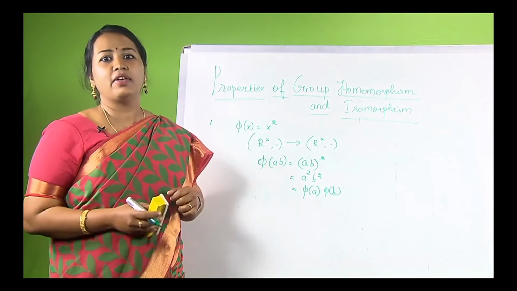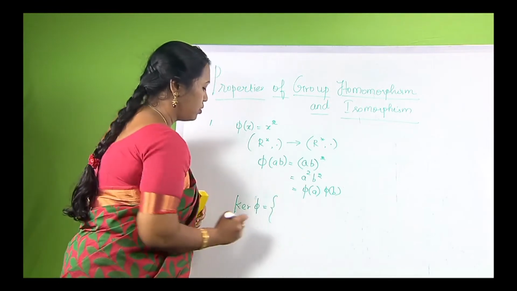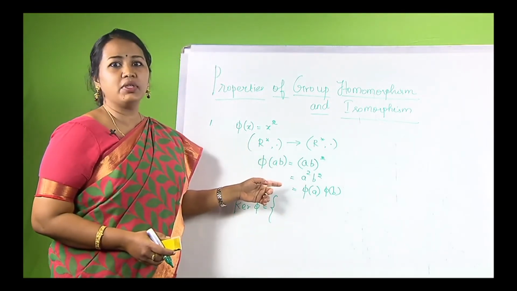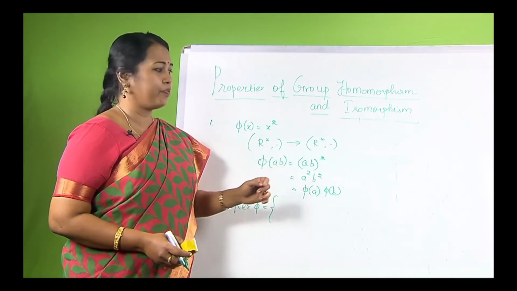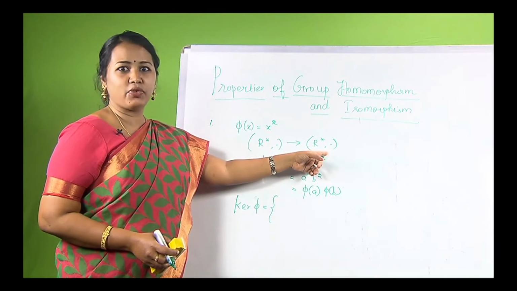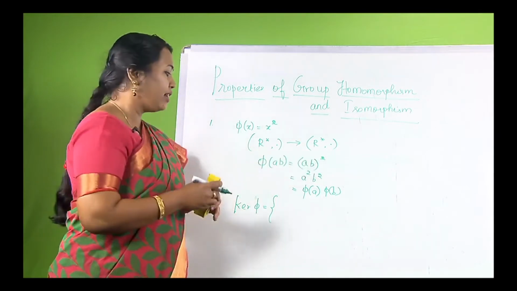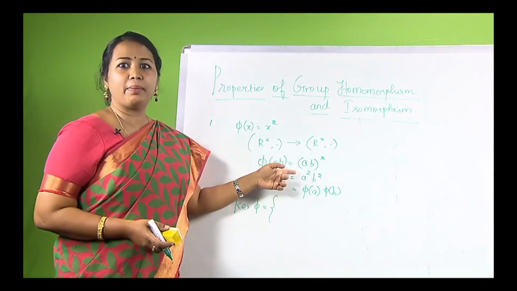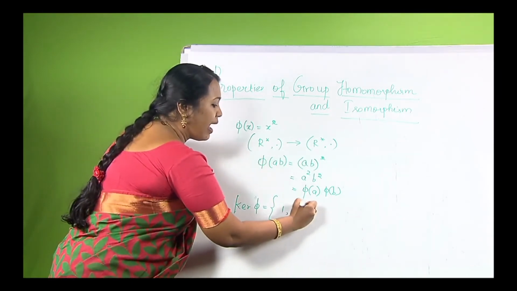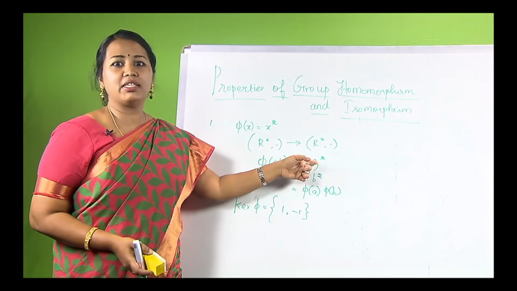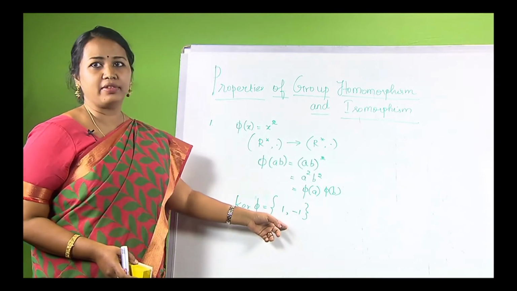Now let us calculate the kernel of this homomorphism. We have to calculate those elements which are mapped onto the identity element of R star. We know that because it is a multiplicative group, the identity element of R star, dot is 1. Therefore, we need to find the elements which are mapped onto 1. Clearly, only the elements 1 and minus 1 are mapped onto 1. So, the kernel of phi is {1, minus 1}.